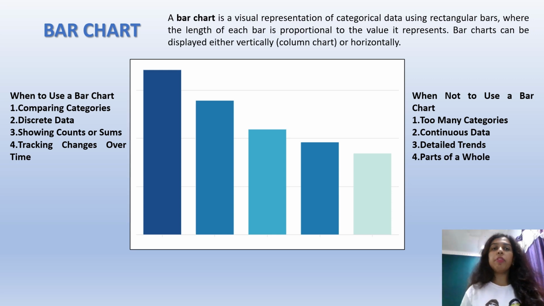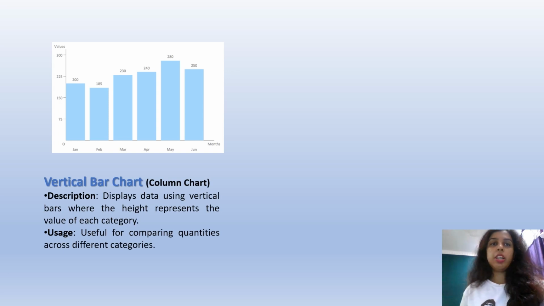Bar charts come in various types, each serving different purposes depending on how you want to display and compare data. Here are the most common types. A vertical bar chart, also known as column chart, displays data using vertical bars where the height represents the value of each category. These are useful for comparing quantities across different categories. It is especially effective when labels for categories are short.